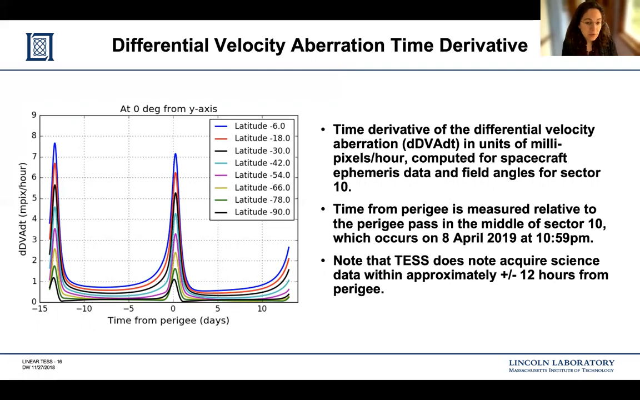So we're looking at the time derivative of the DVA, shown in units of millipixels per hour, and this is computed for spacecraft ephemeris data and field angles for sector 10. I'll note that TESS doesn't record science data directly at perigee. That's when it is communicating with Earth to download the data. So we're not actually trying to take measurements here, but we are, just before and after perigee.